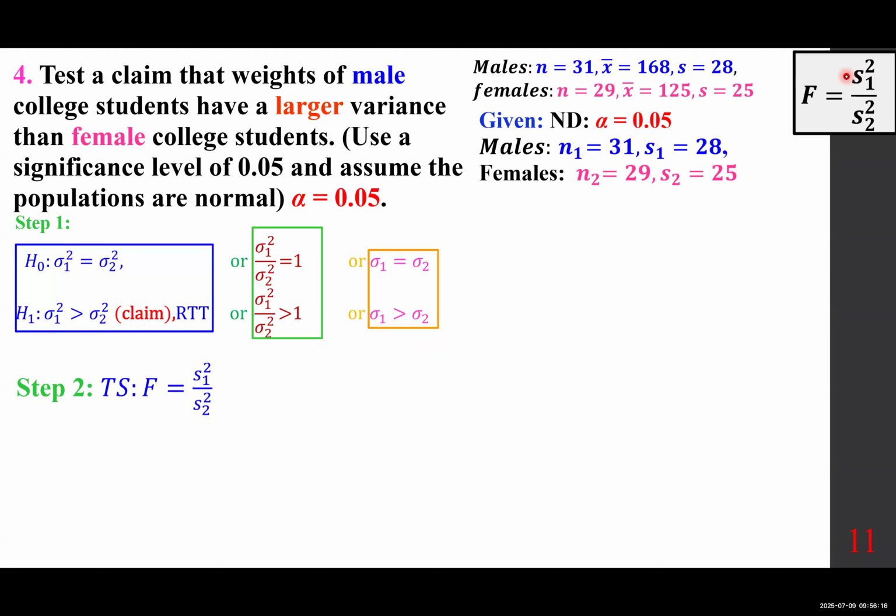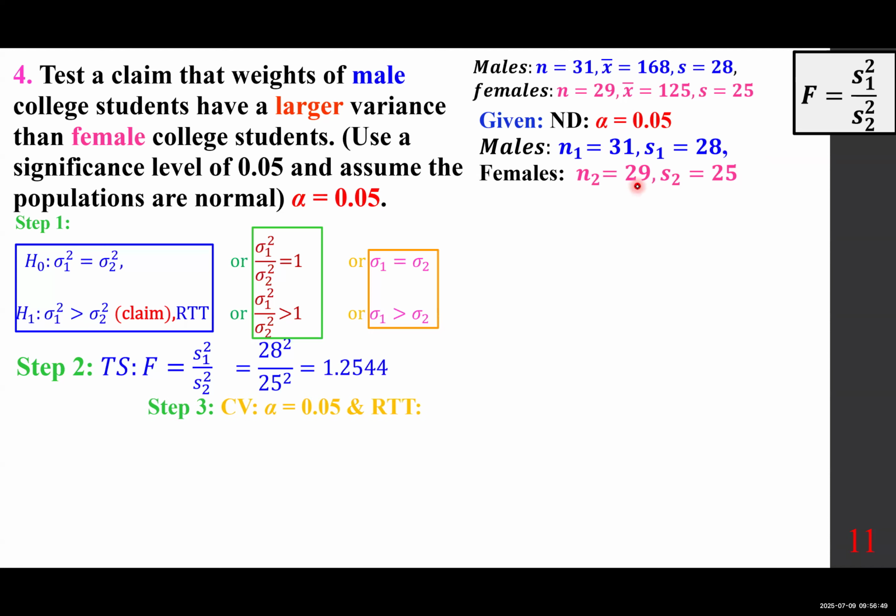Step 2, test statistic, is F equal to S1 squared, 28 squared, over S2 squared, 25 squared. And again, if this number you calculate is not larger than 1, you've made a mistake with your choices. Okay? Be very careful. The next step is the critical value, which comes from the choice of alpha, which is 0.05, and degrees of freedom of the numerator, so that would be 31 minus 1, and the denominator 29 minus 1.